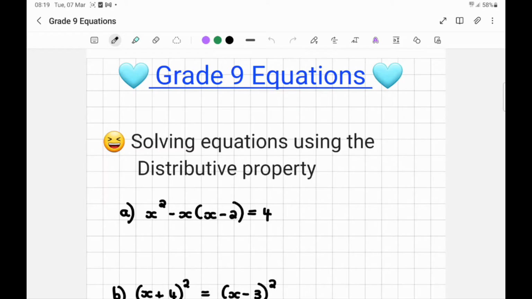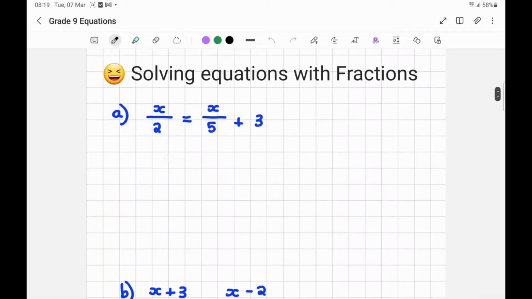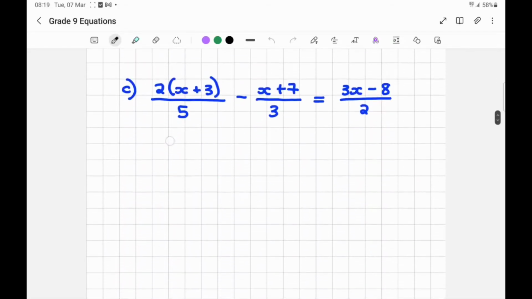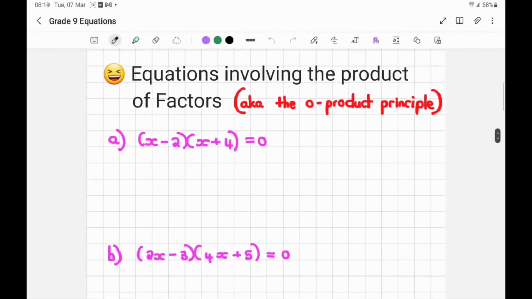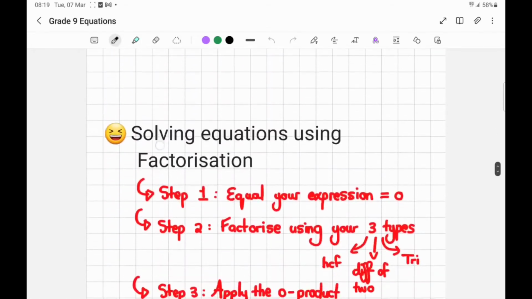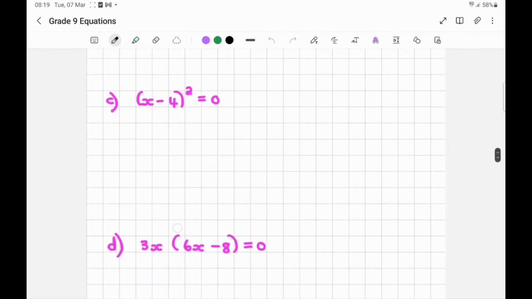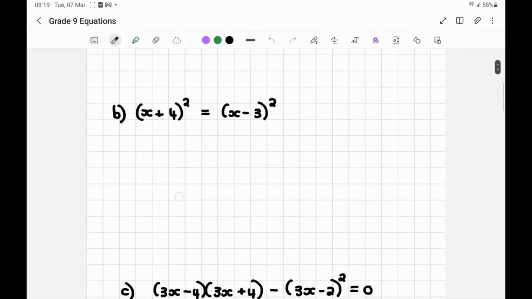All right, so all the headings are the types that you can get. The first one is solving equations using the distributive property. Then you also get solving equations with fractions, which I know you all love fractions. And then equations involving the product of factors. And that leads us into the final one, where we solve equations using factorization. All right, and those are all the types that we're going to run through.